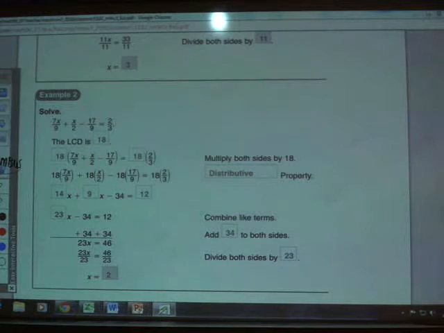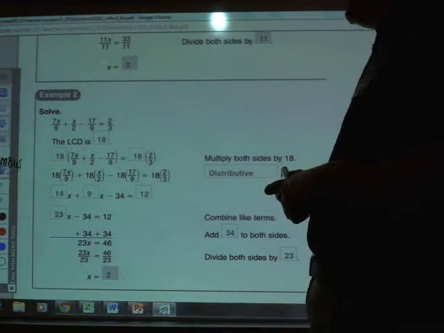So the first thing they're going to do here is go ahead and get a common denominator, or at least figure out what the common denominator is here. So if we've got 9 and 2 and 3, the smallest number that I can make 9 and 2 and 3 into is going to be 18. So that means we're getting a common denominator here of 18.